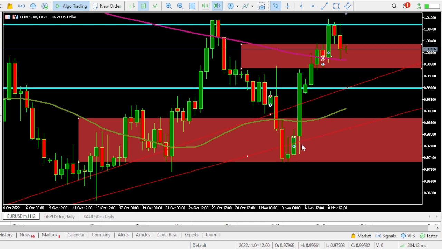So now here again, it broke through this trend line for a lot of people to enter sell. That man, it has broken the trend line.